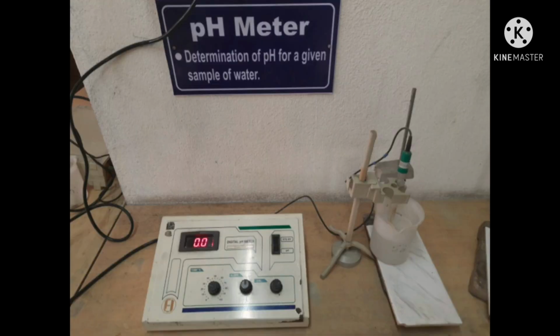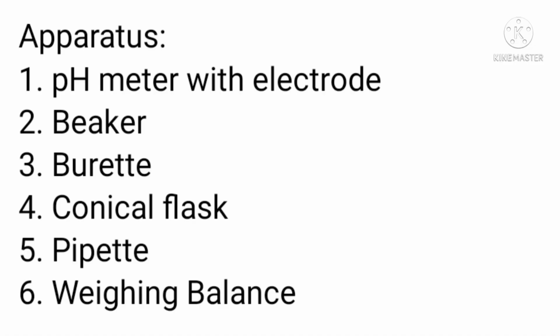Today, we are going to perform an experiment of BTech First Year Basic Chemistry. The experiment is pH metric determination of strength of a given HCl solution by titrating against standard NaOH solution. The apparatus required for this experiment are pH meter with electrode, beaker, burette, conical flask, pipette, and weighing balance.